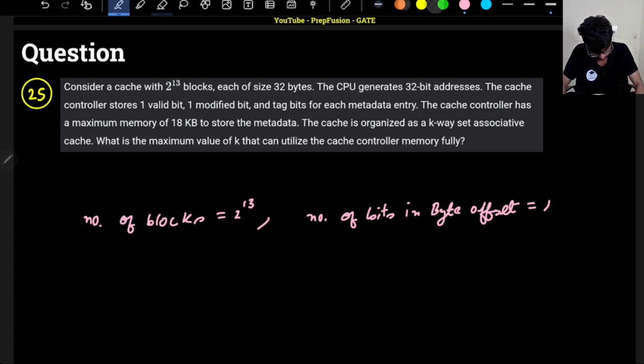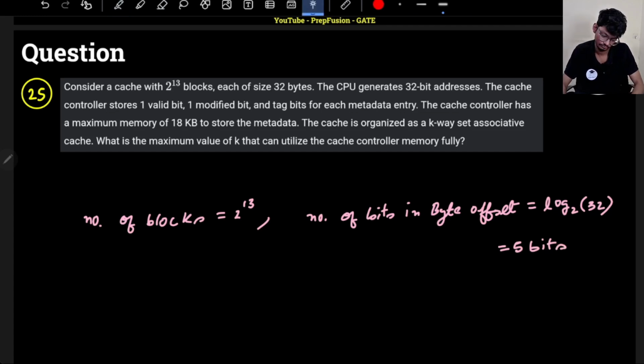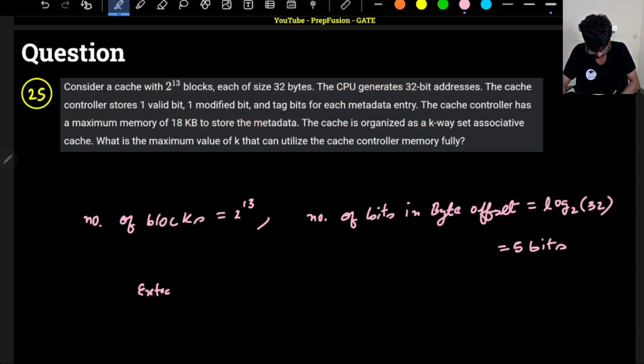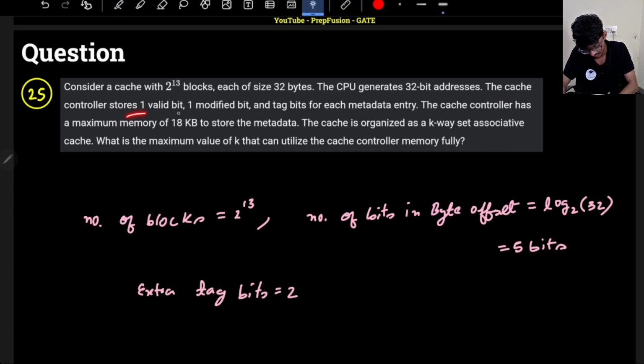This will be log of 2^32, so this will be 5 bits. Okay, the cache controller stores one valid bit, one modified bit and tag bits for each metadata. So extra tag bits are what? Extra tag bits equals 2, because one valid bit and one modified bit, and the remaining tag bit is already there.